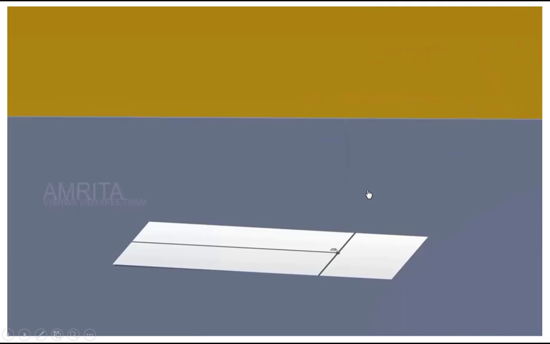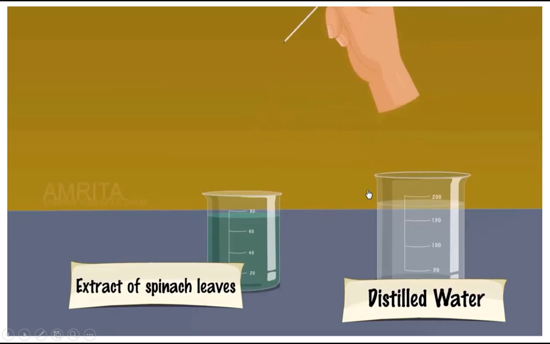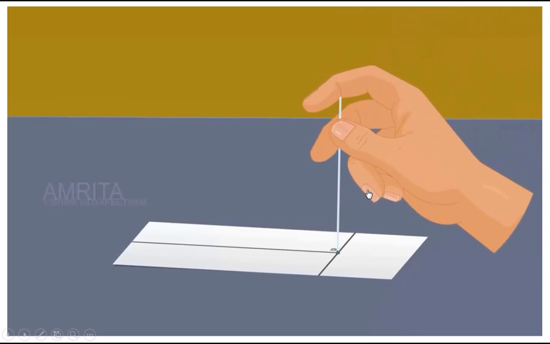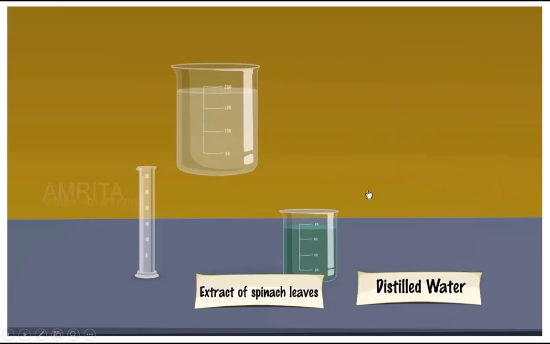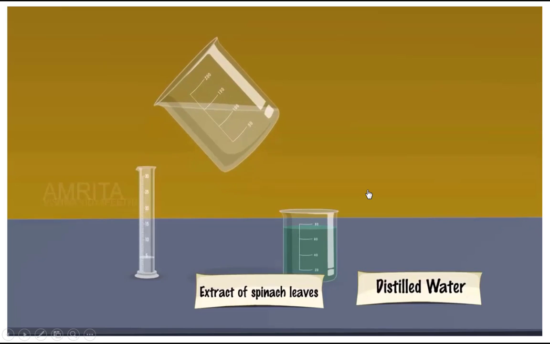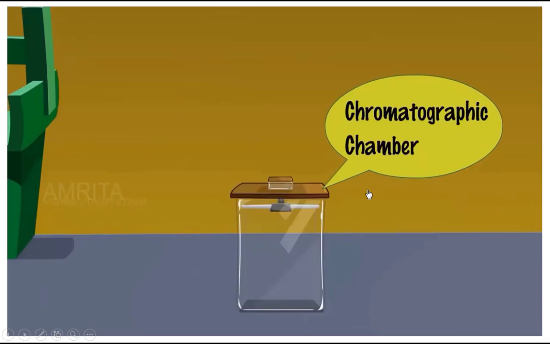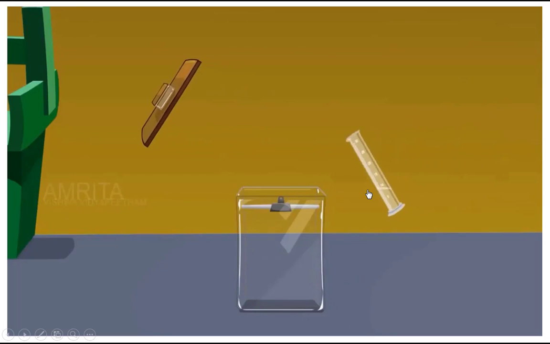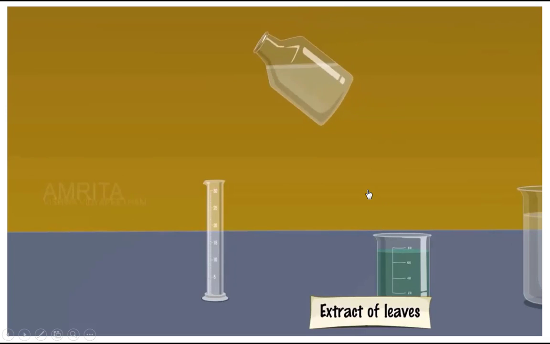Once the sample has been put, sometimes we have to add more sample in order to have a concentrated spot. Once this is done, we wait for the samples to dry. Then we prepare the solvent system. In case of this plant extract, we generally use a propanol-water system. We add it into the development chamber for saturation before carrying out the process.